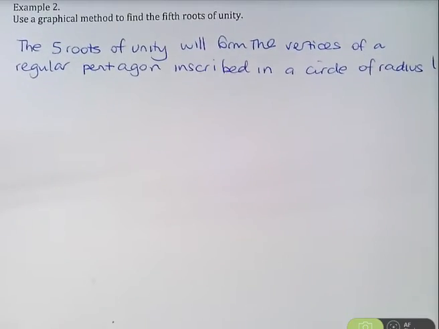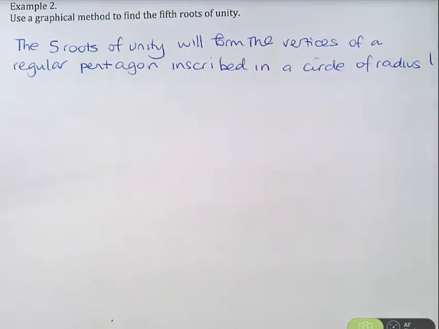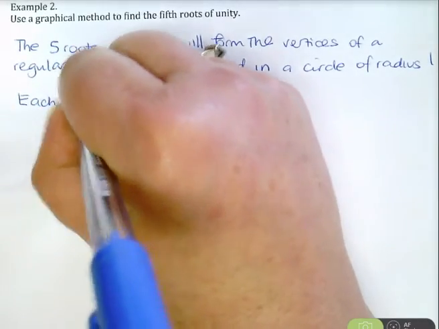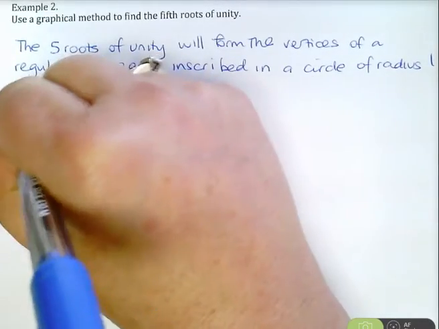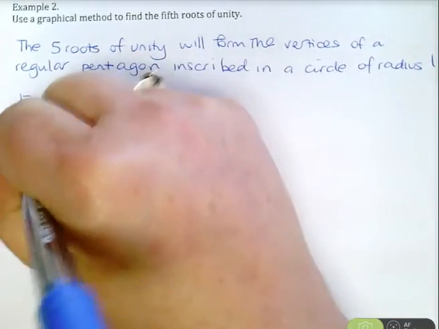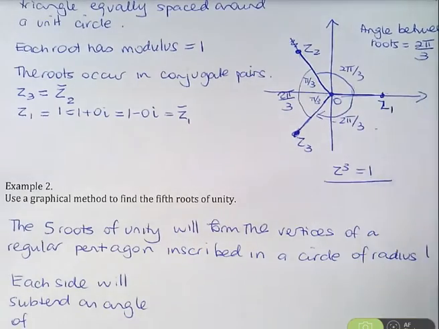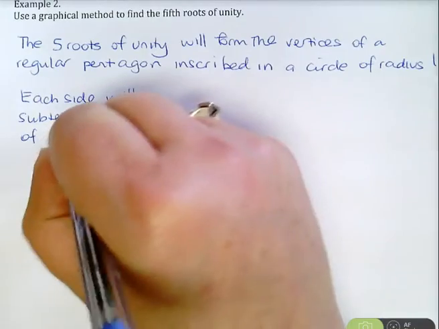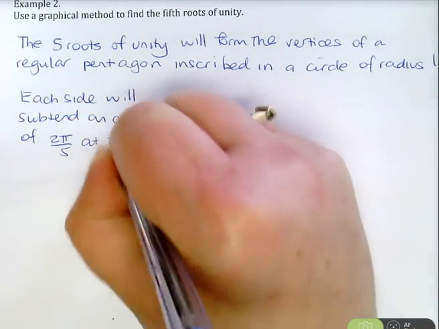Five roots of unity will form the vertices of a regular pentagon inscribed in a circle. Now, each side will subtend an angle of, now up here with the 3 roots it was 2 pi over 3, we're going to have an angle of 2 pi on 5. So 2 pi on 5 at the origin.